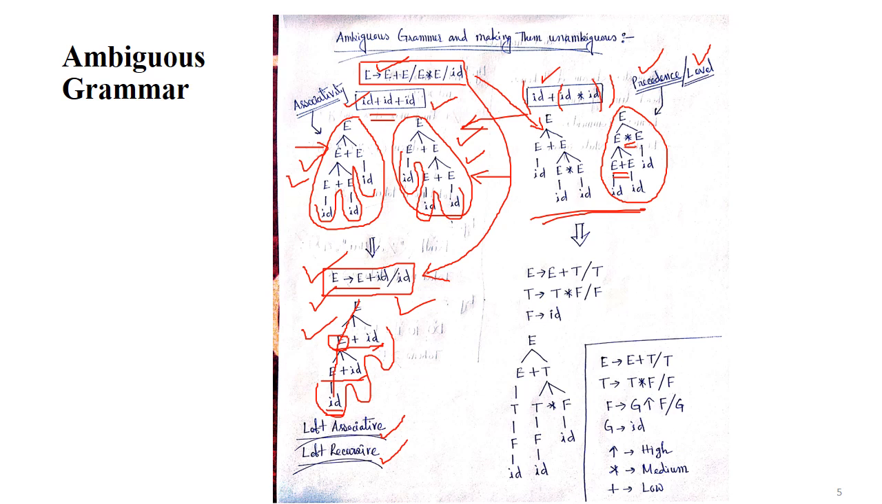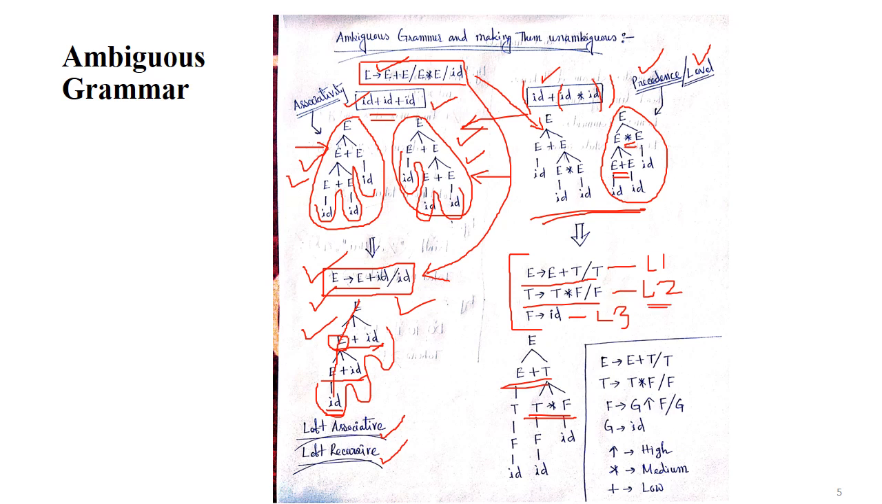Now if I modify the grammar like this, in the first level, this is level 1, I have the addition operation. In the second level I have the multiplication operation. In the third level I have the input string or terminal. So if I apply this grammar, I can always generate the multiplication first, then only addition, because the multiplication operation is on level 2.